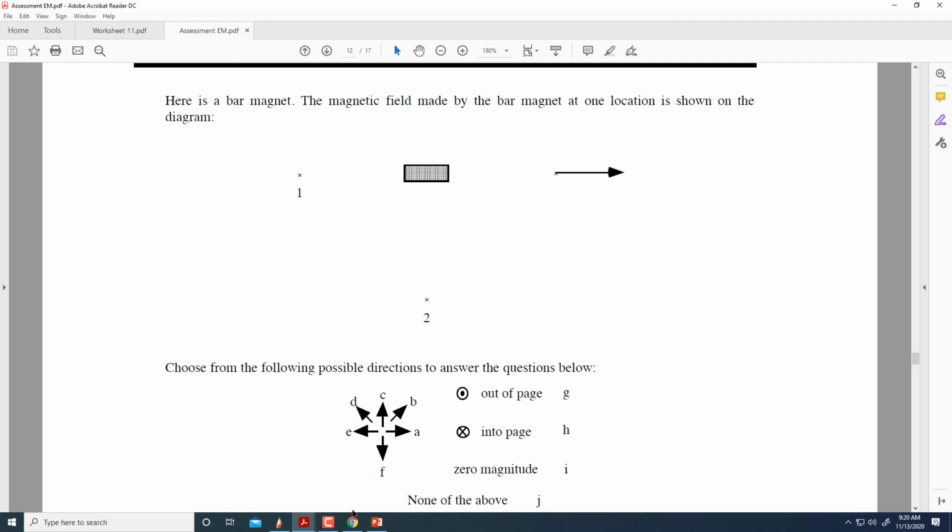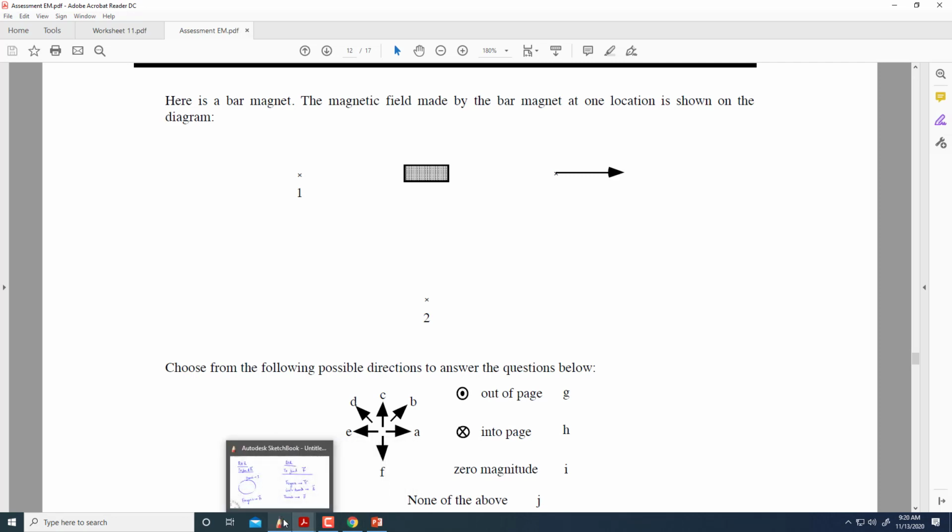Why is that to the right? That may be the right answer, but you need to give me the reasoning. How about magnetic field at point 2? Which way is the magnetic field at point 2? Down? To the right? Okay.